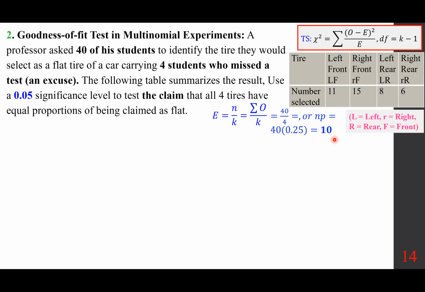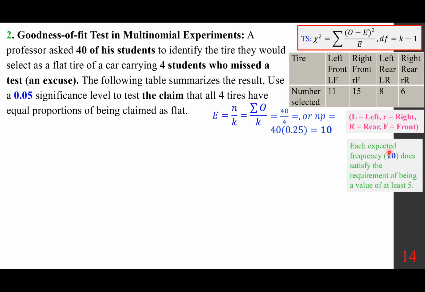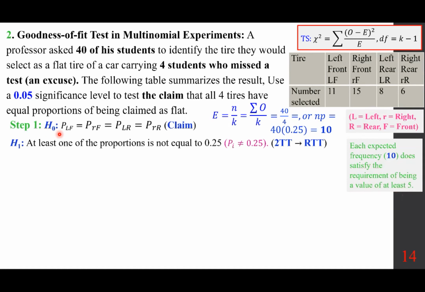Again, we expect each tire to have a probability of 1/4 or 0.25, or 10 observations out of 40 to have been a flat tire. Therefore, we are going to write that each expected frequency of 10 does satisfy the requirement of being a value of at least 5. H0, the probability for each tire, we are using capital L, capital F, which means left front, lowercase r, uppercase F means right front, and so on. They are all the same, meaning they are equal to 0.25, and H1 or HA, at least one of the proportions is not equal to 0.25, which really makes it a two-tailed test, but we approach it as a right-tailed test because of the limitation of chi-square.